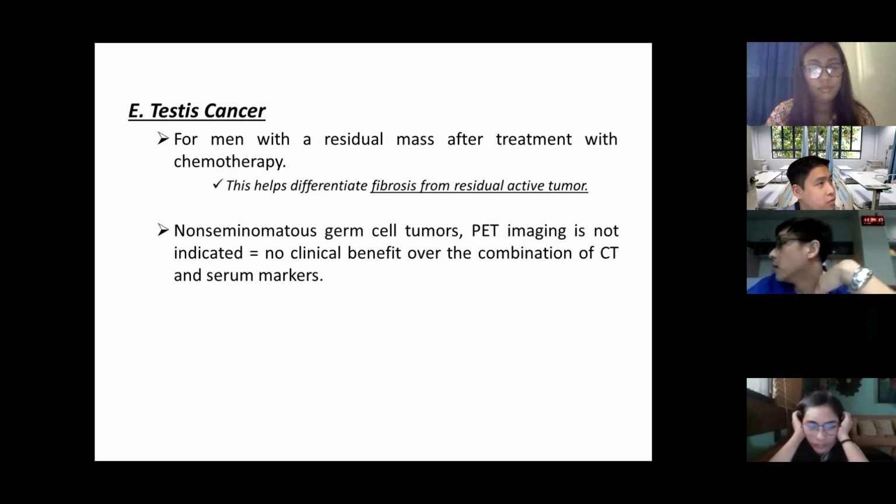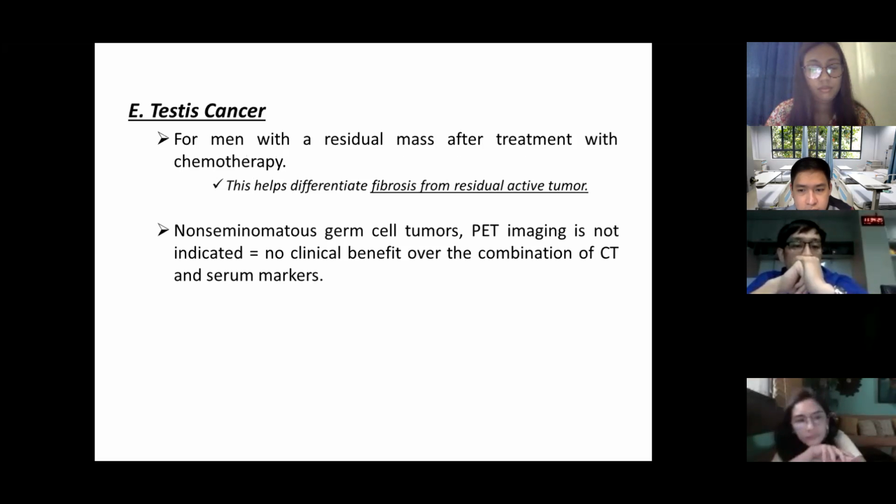However, for non-seminomatous germ cell tumors, PET imaging is not indicated, as there appears to be no clinical benefit over the combination of CT and serum markers.